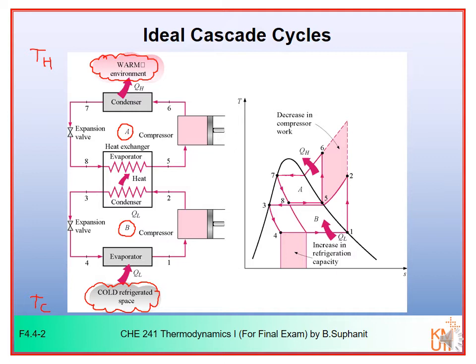Now you can see the benefit of using the cascade cycle by looking at the TS diagram here. Now you can see that the cycle from point 1, 2, 3, and 4 here is cycle B. Okay, this is cycle B. And the cycle starting from 5, 6, 7, 8, this is cycle A.